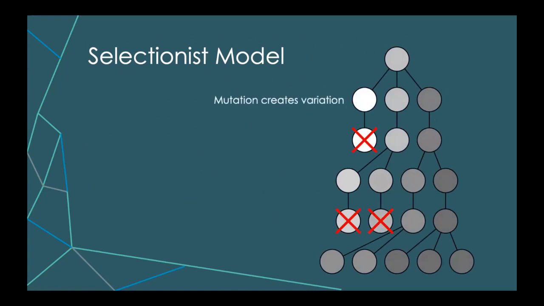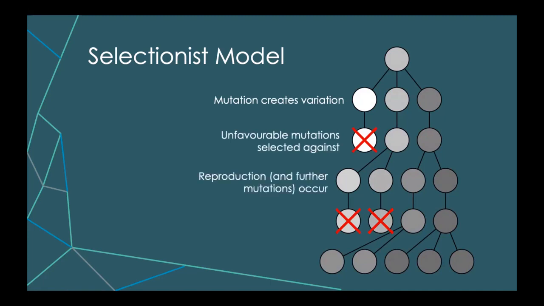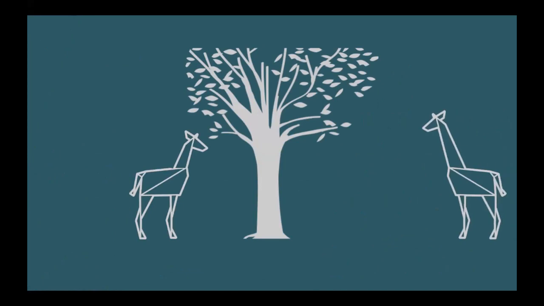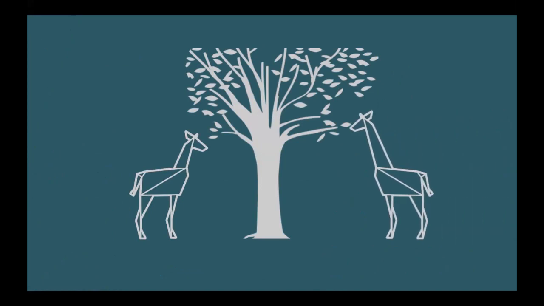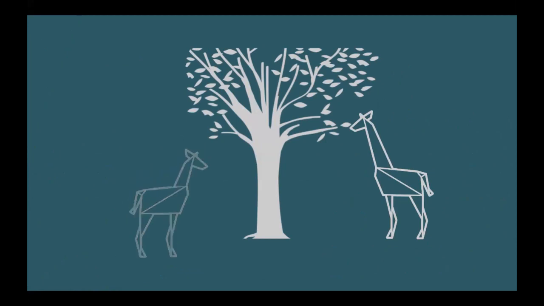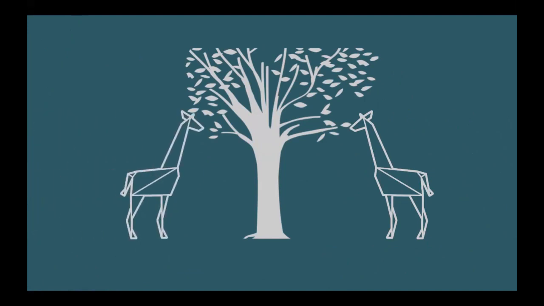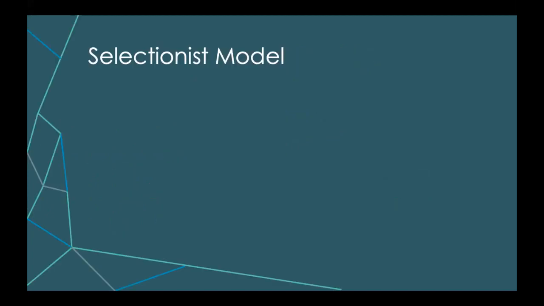Mutation occurs, which creates variation in a population. Unfavorable mutations are selected against. Reproduction occurs, which passes on these variations, and then further mutations also occur, which are then selected against, and so on and so on. To take it to a real life example, imagine you have two giraffes, one with a very short neck and one with a very long neck. In cases of sparse food in the environment, the poor short-necked giraffe will die because it can't reach the high leaves on the branches, and the long-necked giraffe will survive enough to be able to reproduce and pass on its long-necked giraffe genes. So this is the model that we're working with.